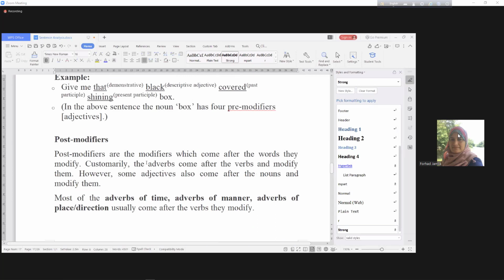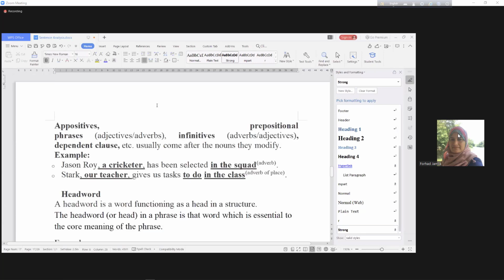Now come to the post modifier. Post modifiers are the modifiers which come after the words that they modify. Customarily, the adverbs come after the words and modify them. However, some adjectives, as I mentioned earlier, he is poor, she is beautiful. So you see, these adjectives have come after the words, after the nouns, after the pronouns that they modify. So some adjectives also come after the nouns and modify them. Just the adverbs are mentioned here, different types of adverbs. Now let's see the examples.